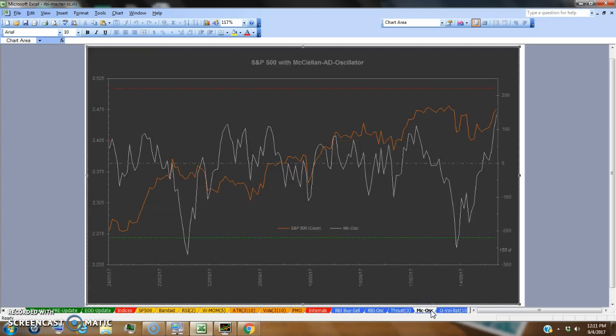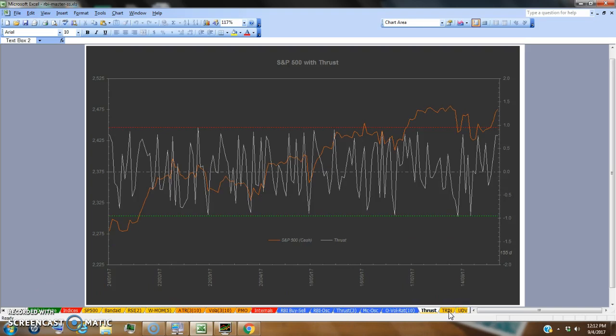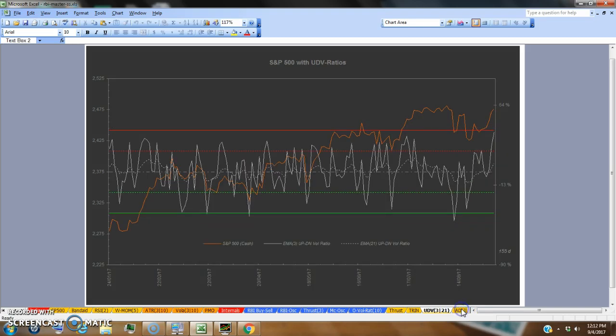Any old timers around might remember the McClellan oscillator, and it went under the 220 on the bottom for an extreme oversold. It hasn't reached the top, but it's at a very high level for where it's been here in the past year or so. Move on down here. This was a closing thrust oscillator on Friday, almost near the top. When it closes at top or bottom, normally the next day is a turnaround kind of day.